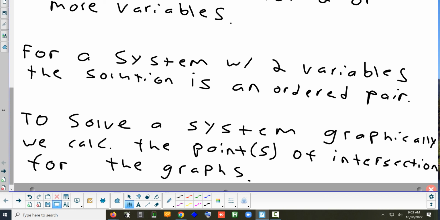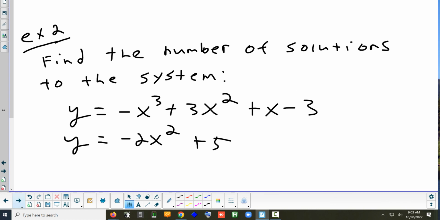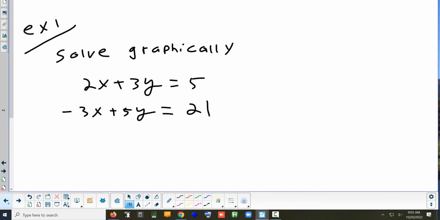Now, the calculator is great to type it in, but when you want to type an equation in on the graphing calculator, what variable has to be by itself? Y. We have to have y by itself. So if you have a problem where y is already by itself, like this one, perfect. You just put one of them in y1, put one of them in y2. If you have a problem like this one, y is not by itself. We need to fix it first.